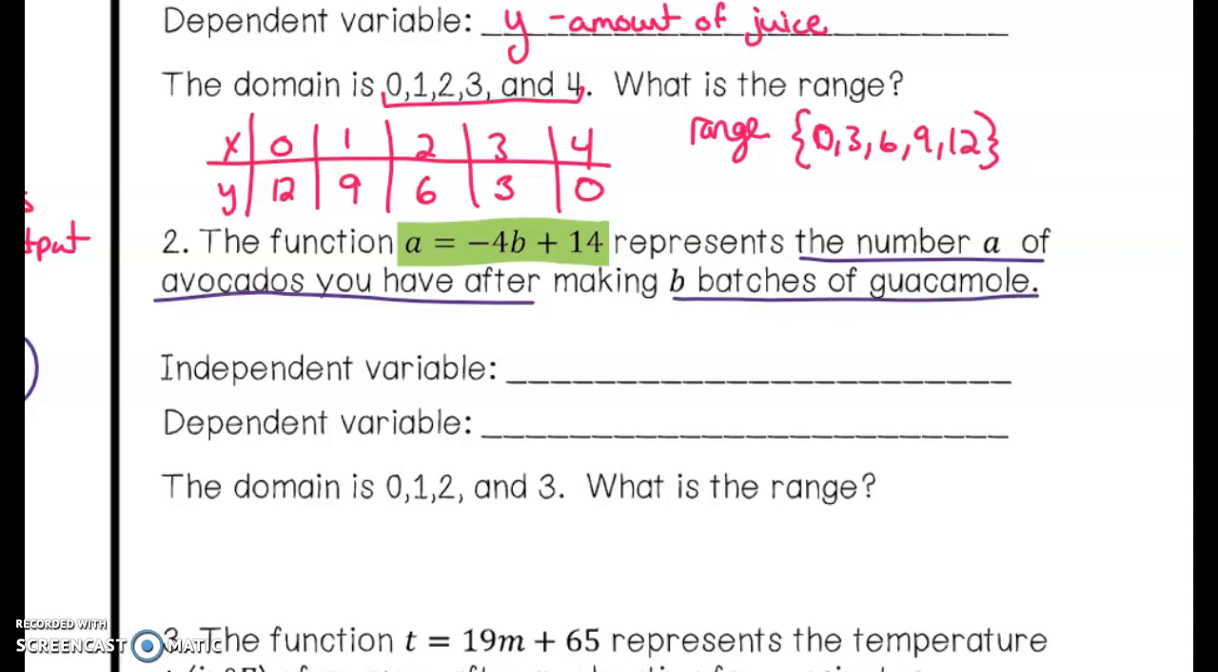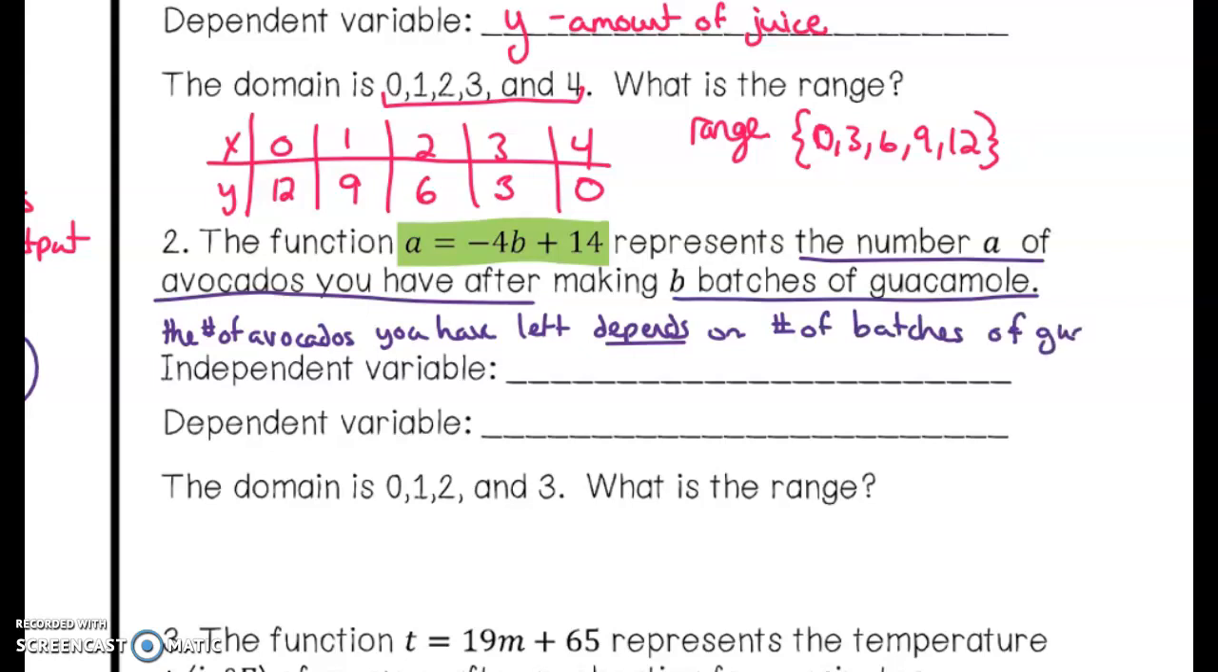So it's like you have a bowl of avocados, and every time you make a batch of guacamole, you use some up. And so how I would say this is I think that the number of avocados you have left depends on the number of batches of guac that you make.